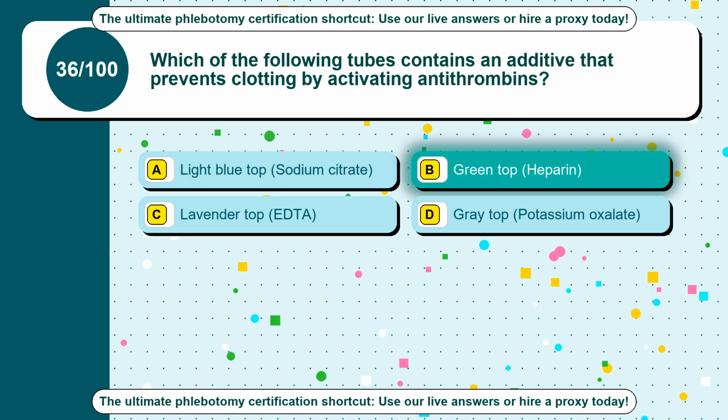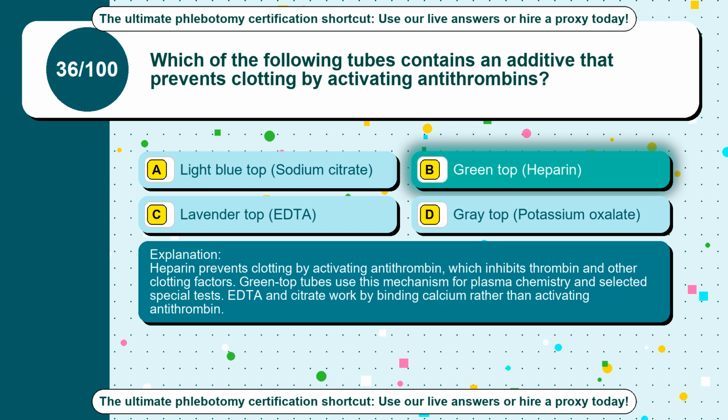The correct answer is option B, green top, heparin. Heparin prevents clotting by activating antithrombin, which inhibits thrombin and other clotting factors. Green top tubes use this mechanism for plasma chemistry and selected special tests. EDTA and citrate work by binding calcium rather than activating antithrombin.